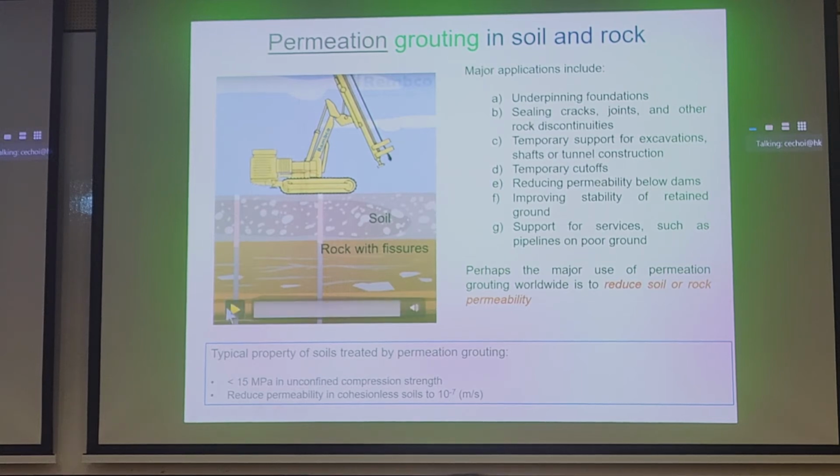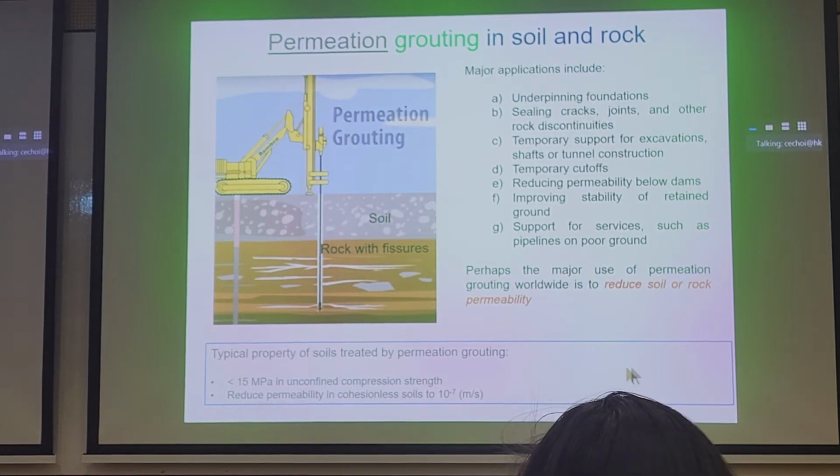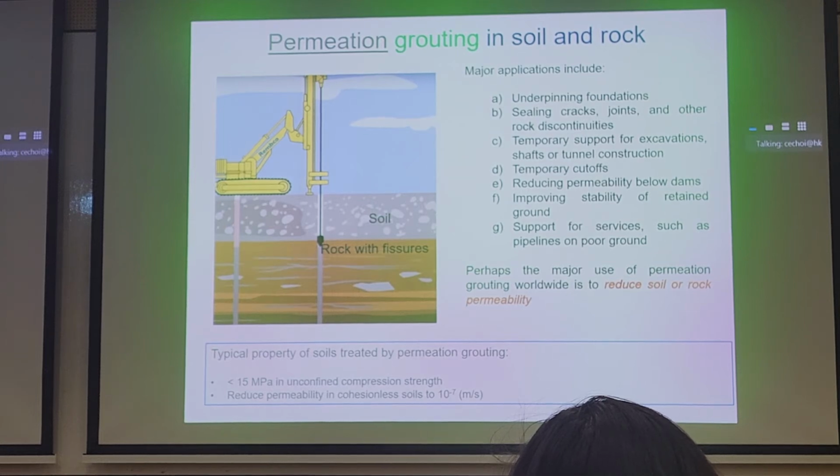So I'll show you this video again. Focus on the drilling, and the black tip here is a packer. So you bring this up, inflate the packer, and then the tip will have high pressure grout to infill. And then we bring the packer up to the interface between the soil and the rock, and we let the grout go until refusal. We bring the packer up to ground surface, pack it, and let the grout go until refusal again.